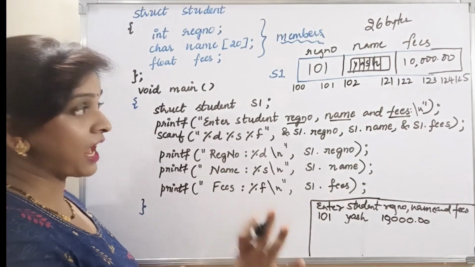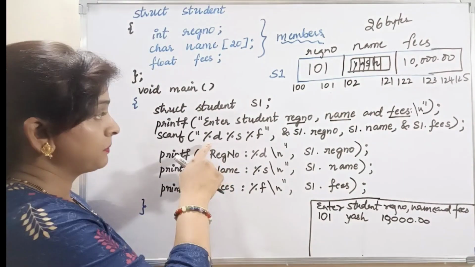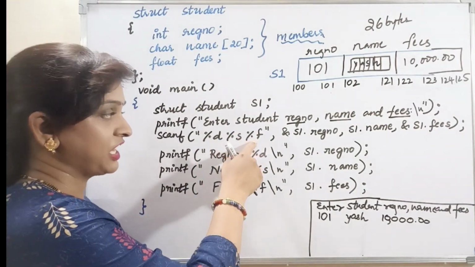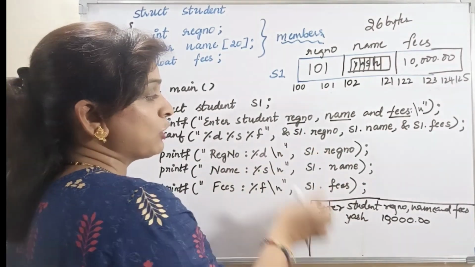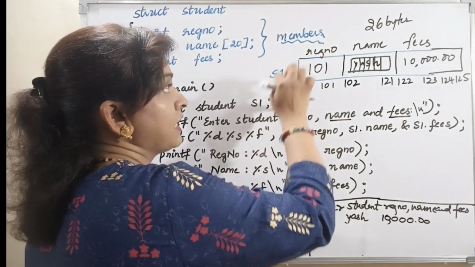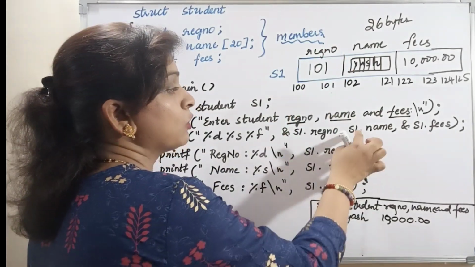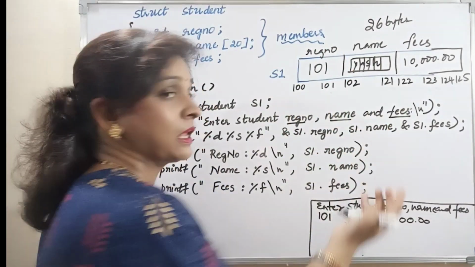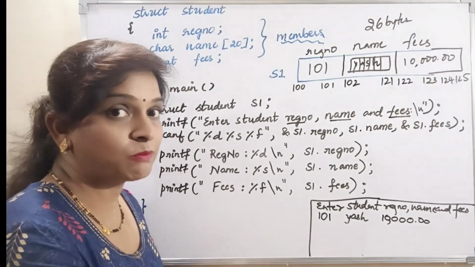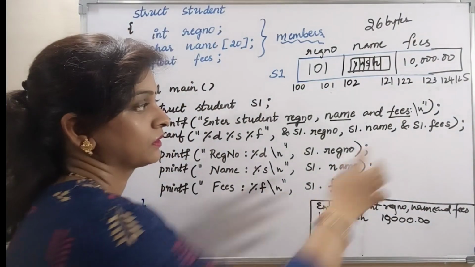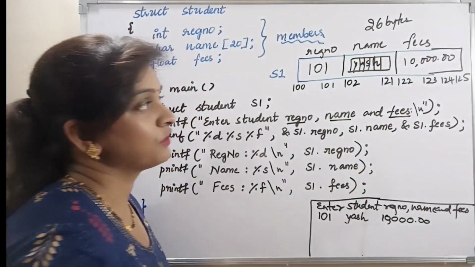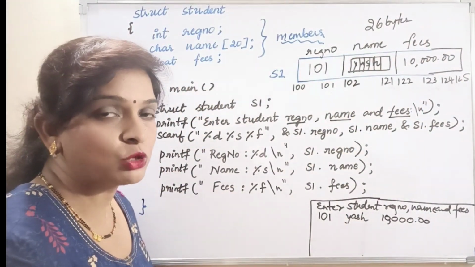Right? So I have scanned the values like this: percentage d, percentage s and percentage f. In the same order I need to give the values. The first value will go to the address of s1.register number. Second value will go to s1.name. I have given the array name because array name will give the base address. Then I say s1.fees, the last one, address of s1.fees, which is 122. So like this the values will be stored.